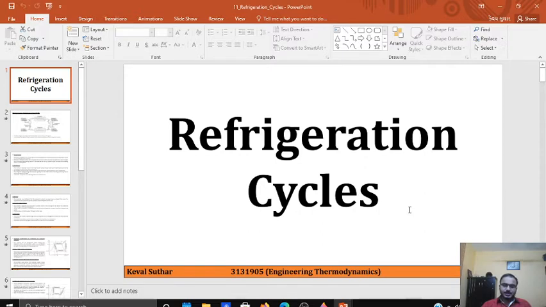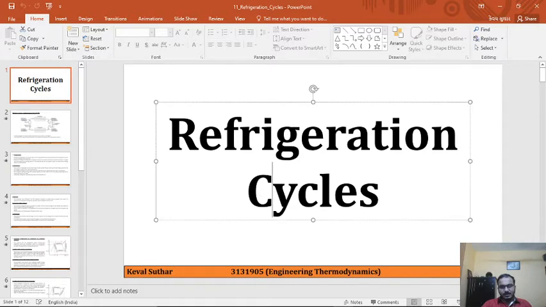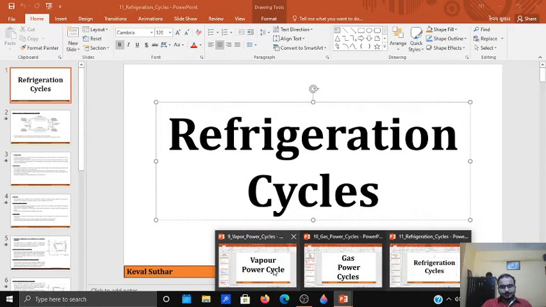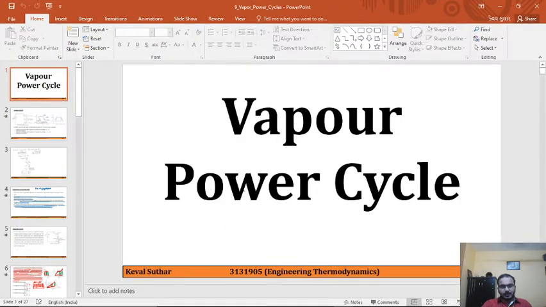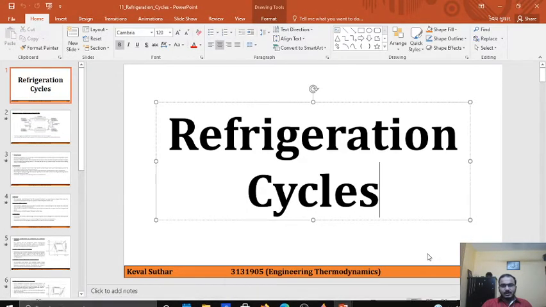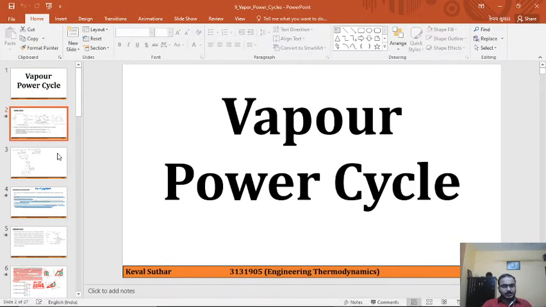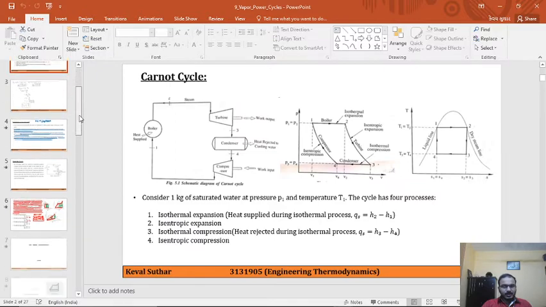Our new chapter for today is refrigeration cycles. Now this is all the thermodynamic cycle concept which we have been studying for more than the last 2 weeks. Here we have initially studied vapor power cycle, then we have studied gas power cycle, and the next one for today is refrigeration cycle.